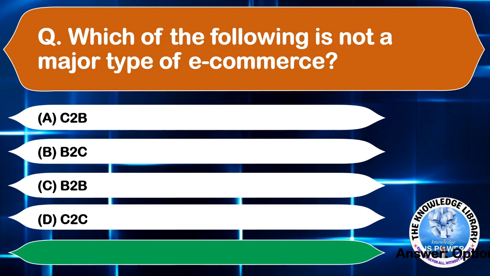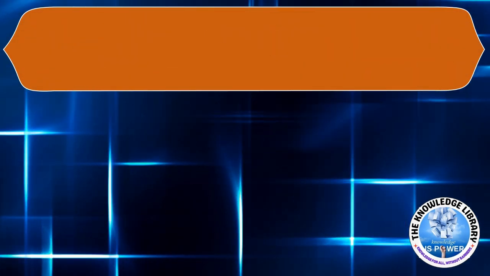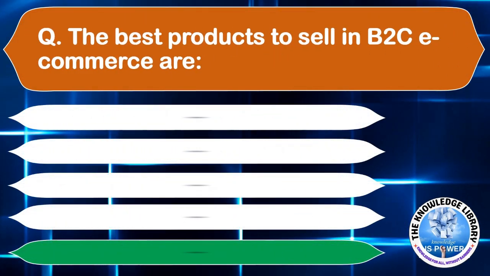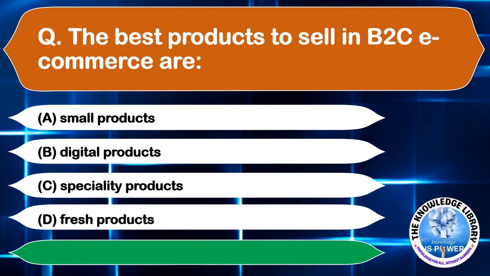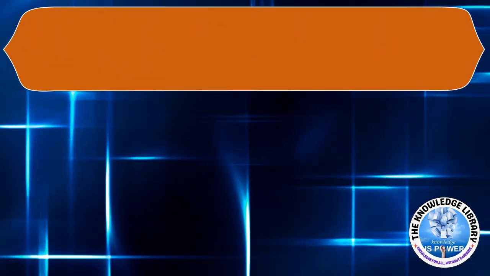Option C, B2B. Option D, C2C. The correct answer is option A, C2B. The next question is, the best products to sell in B2C e-commerce are option A, small products, option B, digital products, option C, specialty products, option D, fresh products. The correct answer is option D, fresh products.